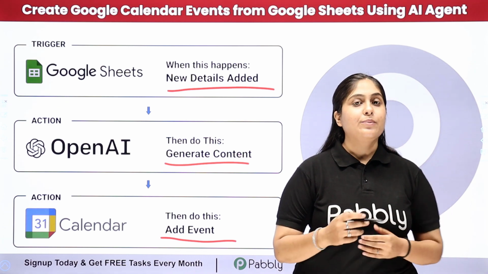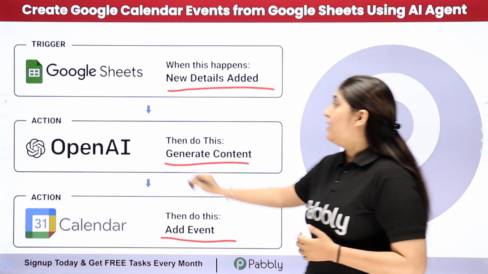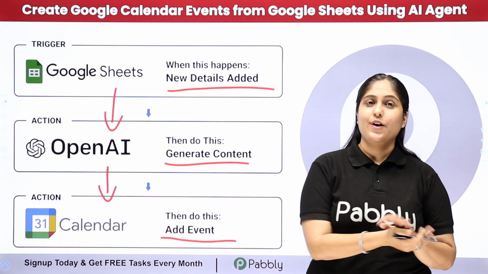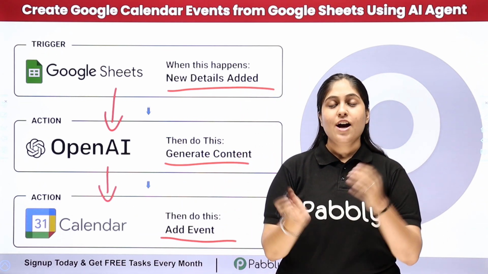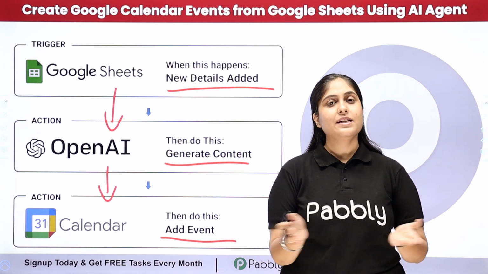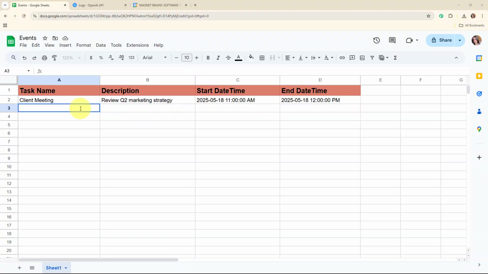To automate the entire process, I need to connect my Google Sheets with OpenAI and Google Calendar using an automation software named Pabbly Connect. So to see the working of this automation and to learn this process step by step, let me take you to my screen. Welcome to my screen.